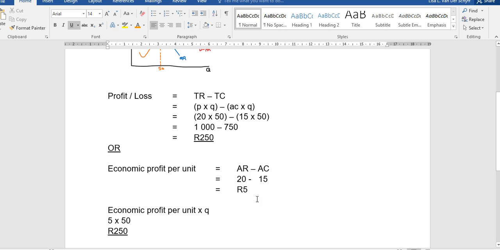He's not making 5 Rand profit. He's making 5 Rand profit on every one he sells, and he is selling 50. So remember to multiply by the quantity.